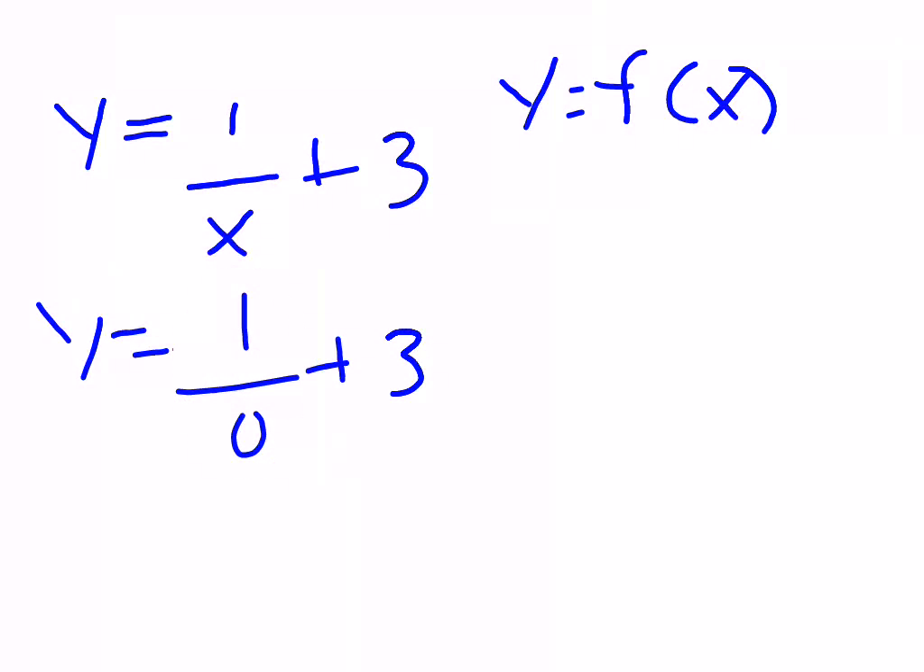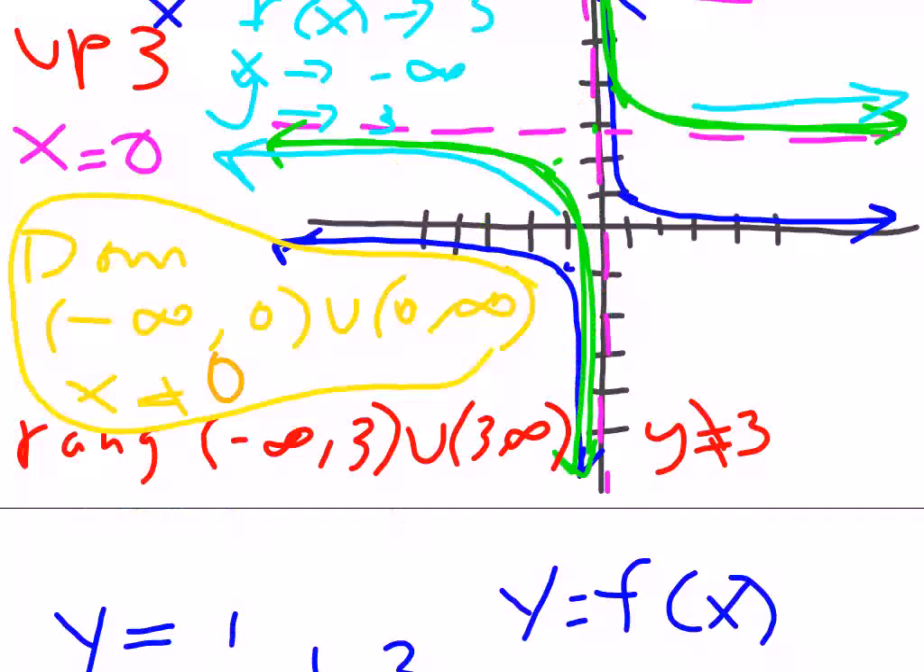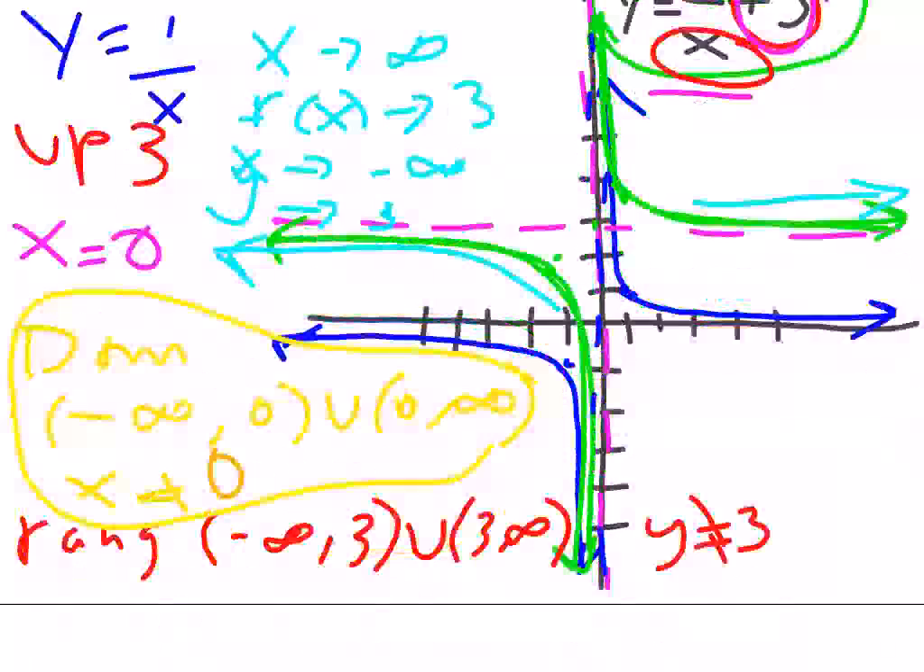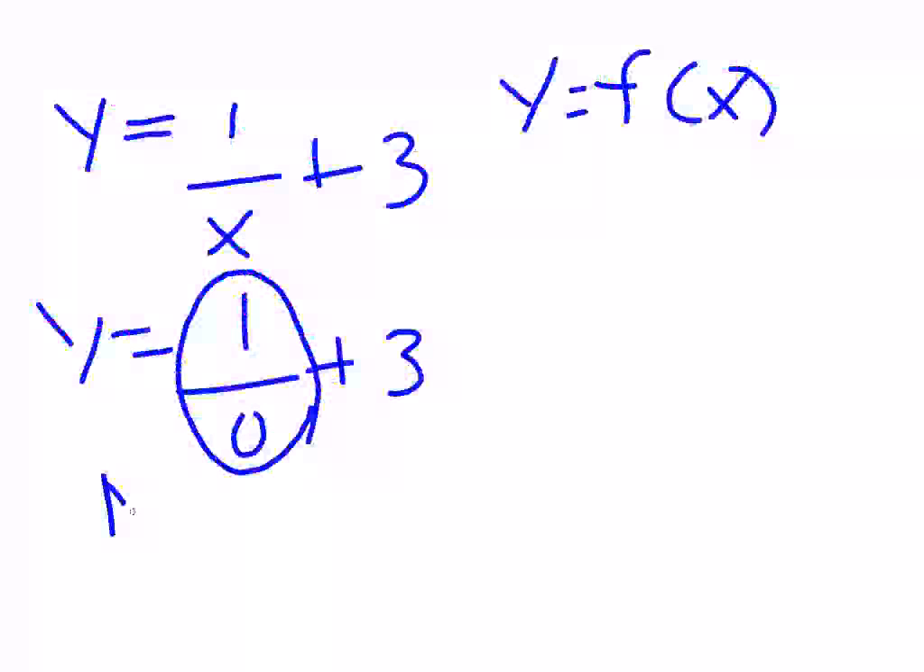Now let's go back here. Do we ever intercept the y-axis? Does it make sense on our graph? Look at the green graph. Do we ever intercept the y-axis? No, because I have an asymptote at the y-axis, so I can never even touch it anyway. So I have no y-intercept. All right, that's it.